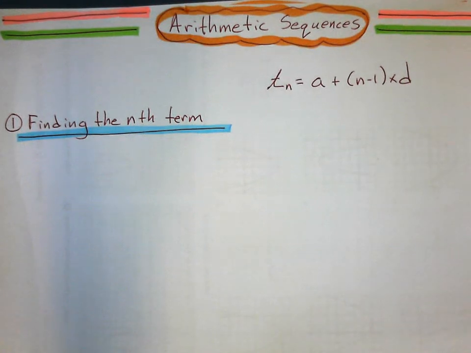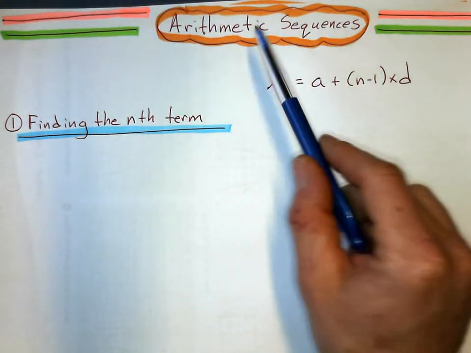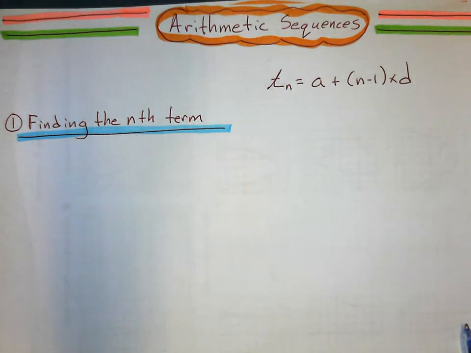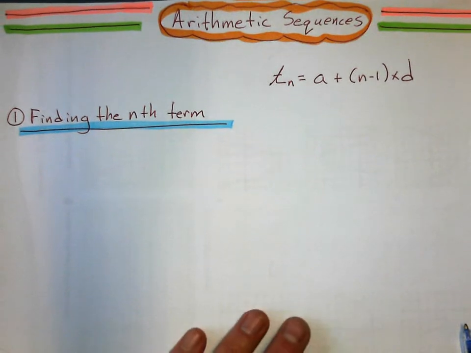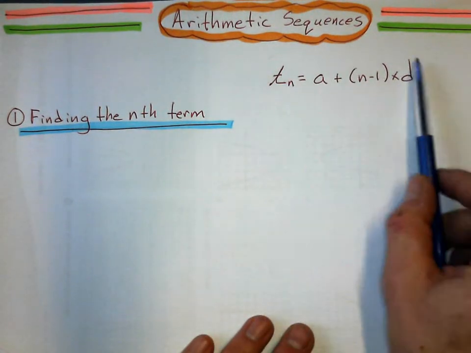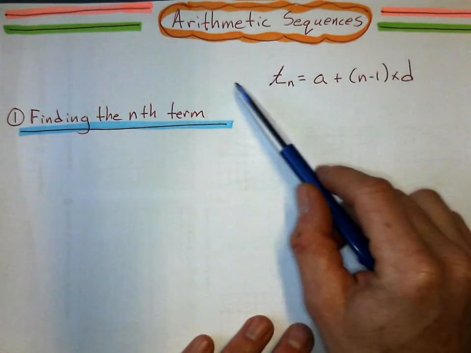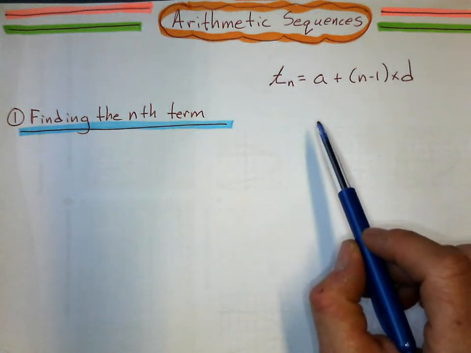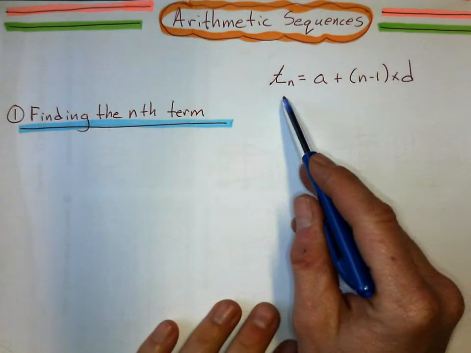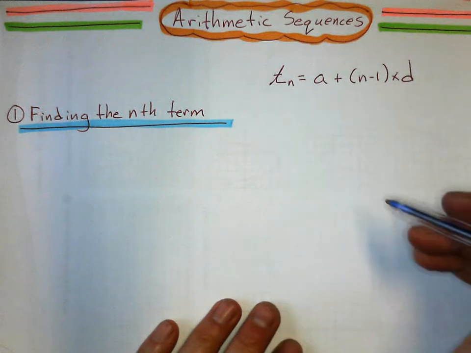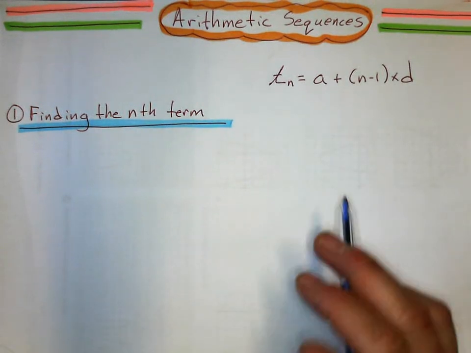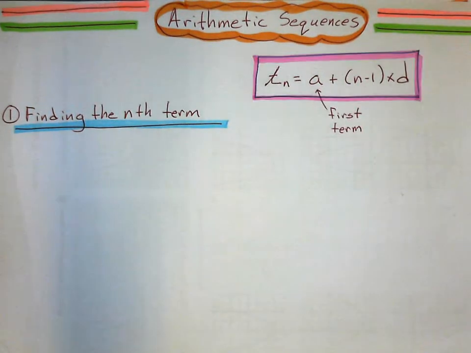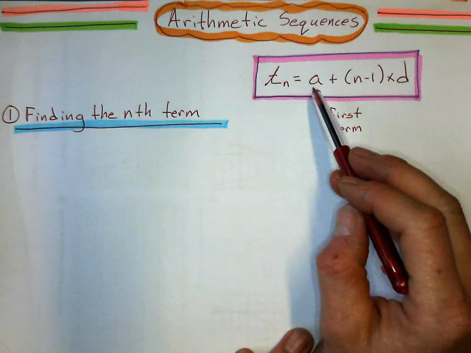Alright, so this one's on arithmetic sequences, and we're going to be using this basic formula for arithmetic sequences. Arithmetic sequences are ones that have a common difference. So first, what do all these mean? Okay, this formula here. So let's start with the first term.